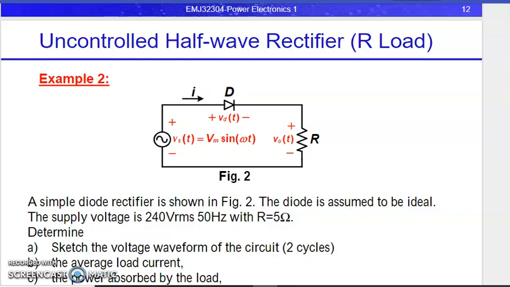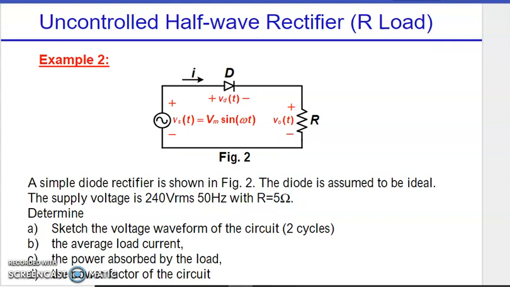Bismillahirrahmanirrahim. Okay guys, so we continue with example number 2. Uncontrolled half-wave rectifier with R load, with the resistive load. Okay, now we have a circuit which is supplying a resistive load. The AC source here is supplying the resistive load through a diode.